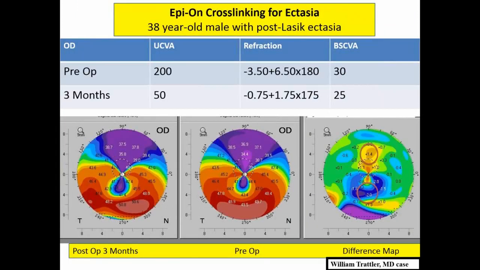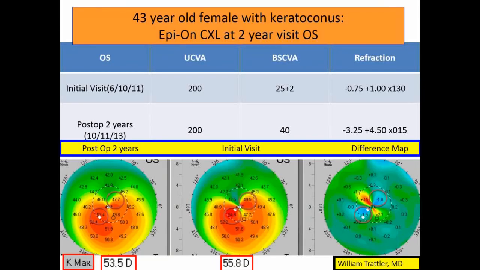Here's just one more patient, epi-on crosslinking for ectasia. The patient has a pellucid pattern, 38 years old, but the uncorrected visual acuity improved in just 3 months from 20/200 to 20/50. The refraction improved, and the best corrected visual acuity improved. And I thought it was interesting. This is where you can see there's a reshaping of the cornea, and in a pellucid pattern below, you can see the blue, which is where it flattened, in the right map, but there's also some corresponding steepening above, so the whole cornea is reshaping, explaining why there's improvement in both the uncorrected and best corrected visual acuity and the refraction.